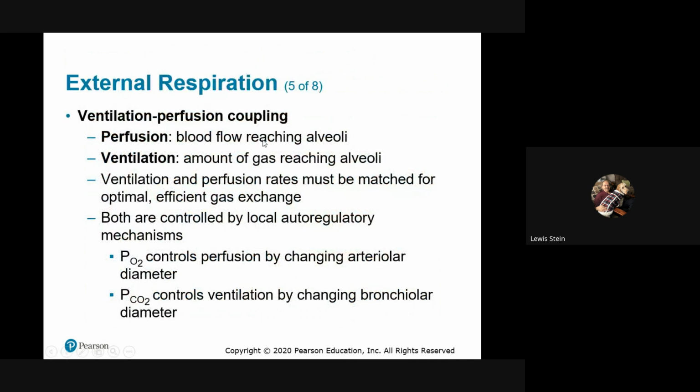And so perfusion, blood. Ventilation, gas. We have to match them. And they have auto-regulatory mechanisms, so it's not something we can stop controlling. Okay. The O2 controls perfusion, the blood reaching the alveoli. It changes the arteriole diameters. So you have two mechanisms helping you. It's directing the blood to the appropriate area where effectively the air is going by changing the arteriolar diameters. The CO2 changes the bronchiolar diameters.